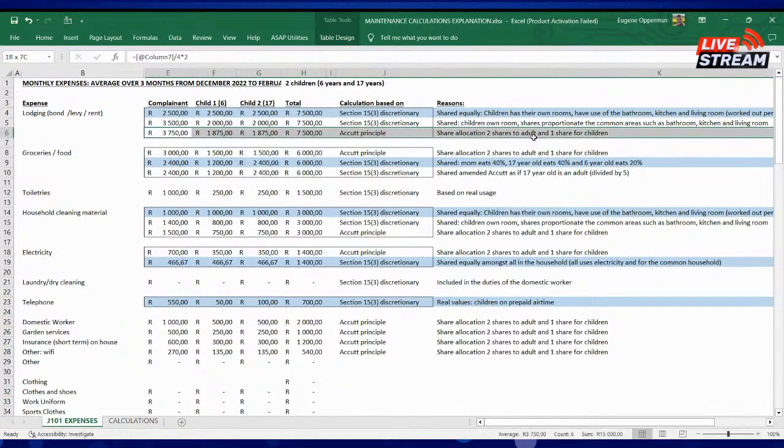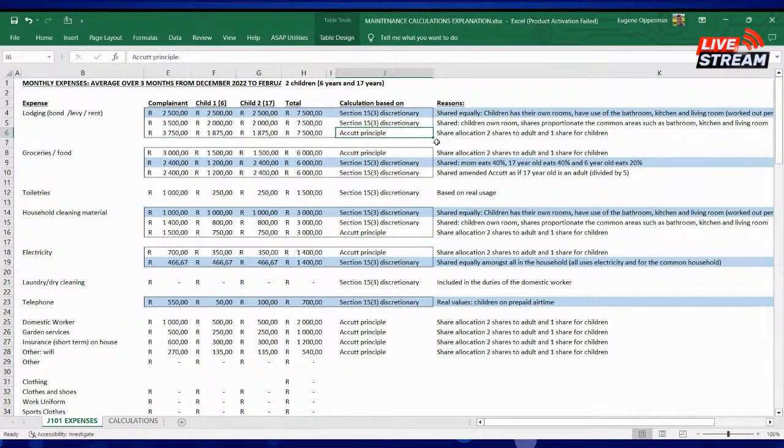If we use the Kut principle marked here that I've just highlighted, the Kut principle says that we allocate 2 shares for an adult and 1 share for a child. So we've got 7,500 Rand as an expense, a lodging expense. That could be rent or it could be a bond payment. So how the Kut principle allocates that is we count the amount of people in the house. There's 3 people in the house. It's mom and the 2 children.